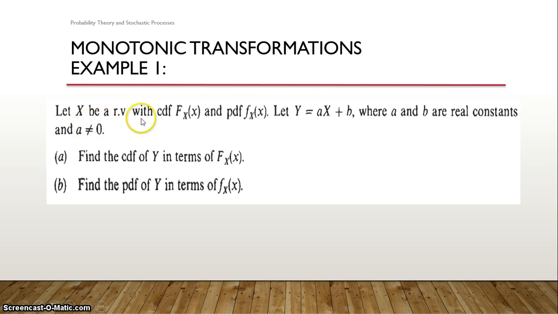Let X be a random variable with the cumulative distribution function. So this is your distribution function F_X(x), and the density function is normally an italic f_X(x). So let Y = aX + b. So this is your function. There will always be a relation between Y and X given in the question, where a and b are real constants and a is not equal to 0. Find the CDF. So he is asking you to calculate the density function of Y in terms of X.